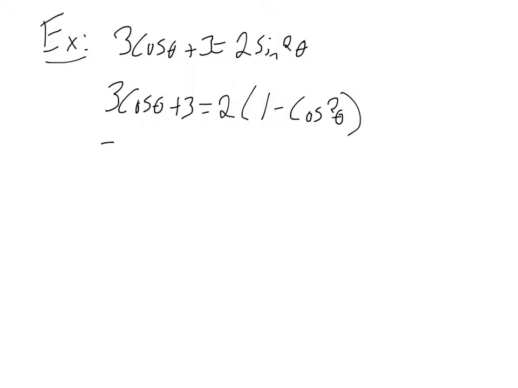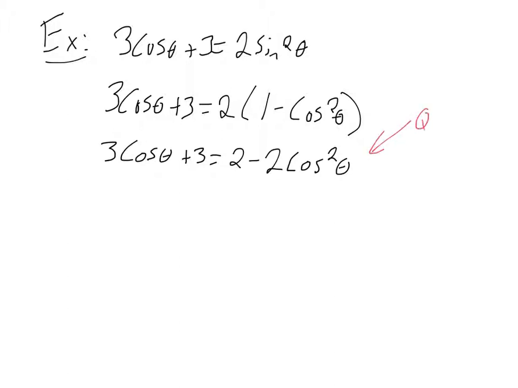And so what am I going to have here? I'm going to go ahead and just distribute. So I have 2 cosine theta plus 3 is equal to 2 minus 2 cosine squared theta. What type of trigonometric equation do I have now? That's a quadratic trig equation. So go ahead and finish solving that just like we did the last one.